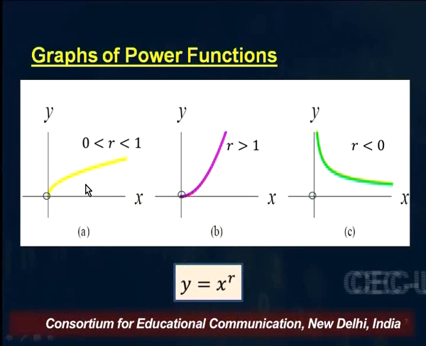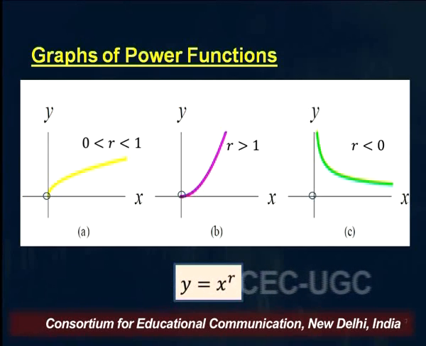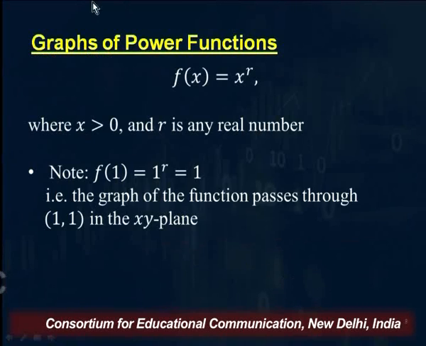And also you'll notice I haven't been able to specifically mark the point here, but you can just do this calculation: if I put x equal to 1, you can see that 1 to the power r will be 1, and therefore the graph of the function x to the power r passes through 1, 1, the point (1, 1) in the xy plane. So all of these graphs will pass through the point (1, 1) in the xy plane.